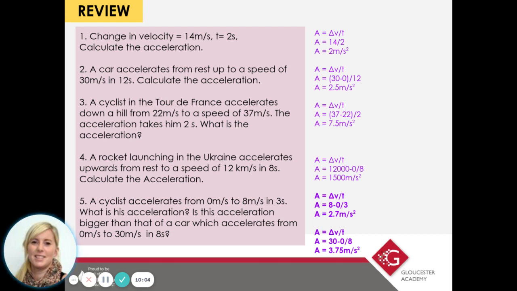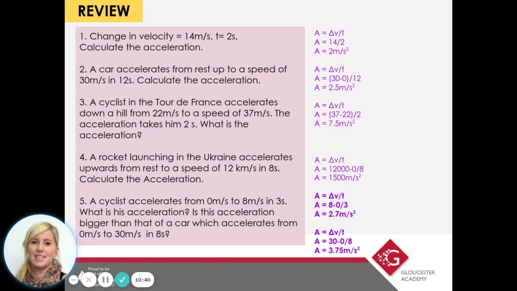Right then, number 2, a car accelerates from rest to a speed of 30 meters per second in 12 seconds. Calculate the acceleration. So again, you write out A equals delta V divided by T. This time we're going to use brackets because remember in maths when we're using BIDMAS, the brackets tell us to do that part first. So we take the final velocity of 30 minus 0 and then we divide that by 12. So you'd always do the bit in brackets first. And so then 30 divided by 12 comes out as 2.5 meters per second squared because that's the unit.